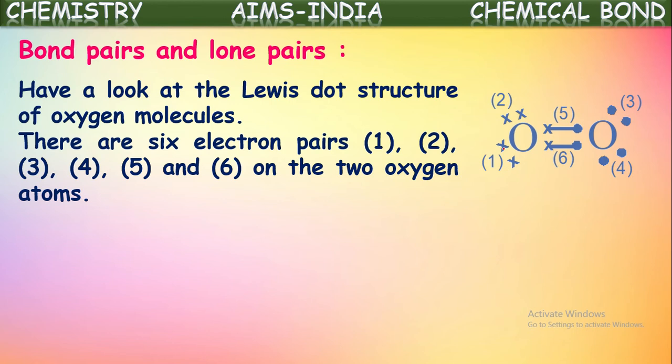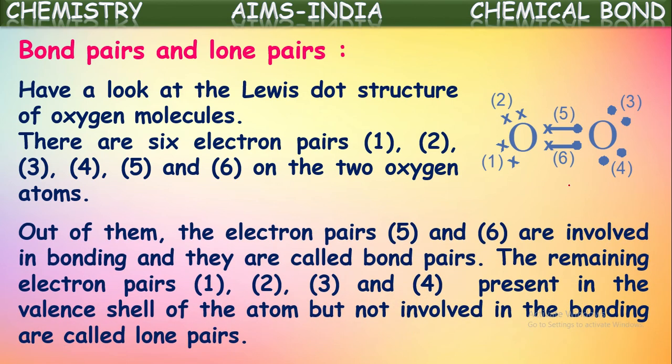They are numbered like this. This is one pair of electrons, 2, 3, 4, 5, 6. Totally 6 pairs of electrons are there on both the oxygen atoms together in this molecule. Now, out of these 6 pairs of electrons, if you observe the fifth pair and the sixth pair, these 2 pairs of electrons are involved in the covalent bond formation between the atoms.